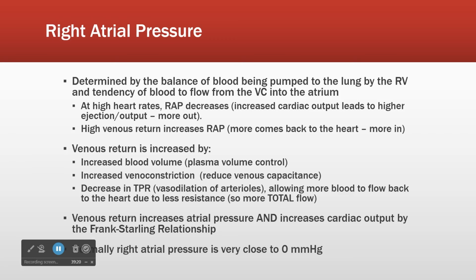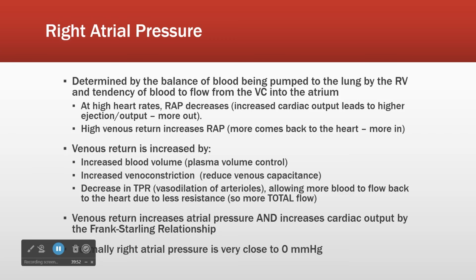Right atrial pressure is the measure of the low end of venous pressure. In other words, what is the pressure that's pulling blood back to the heart? Now, what that pressure is at any given time is a balance between the amount of blood being pumped out of the heart and the tendency of blood flow to return to the heart. Over time, those are balanced.